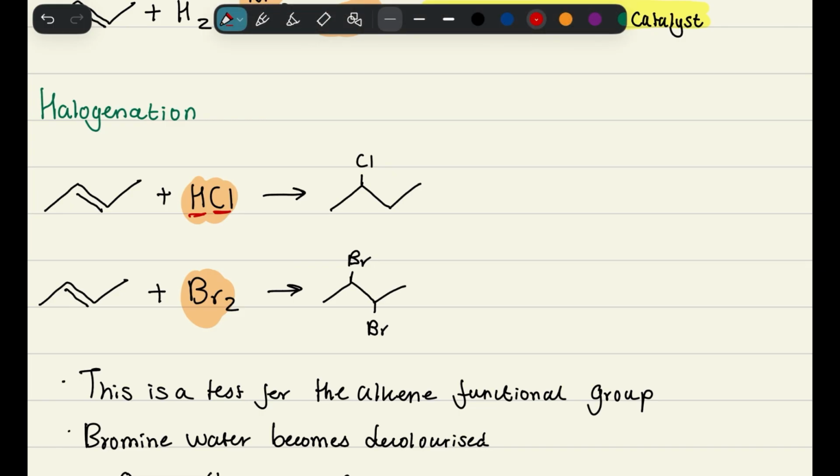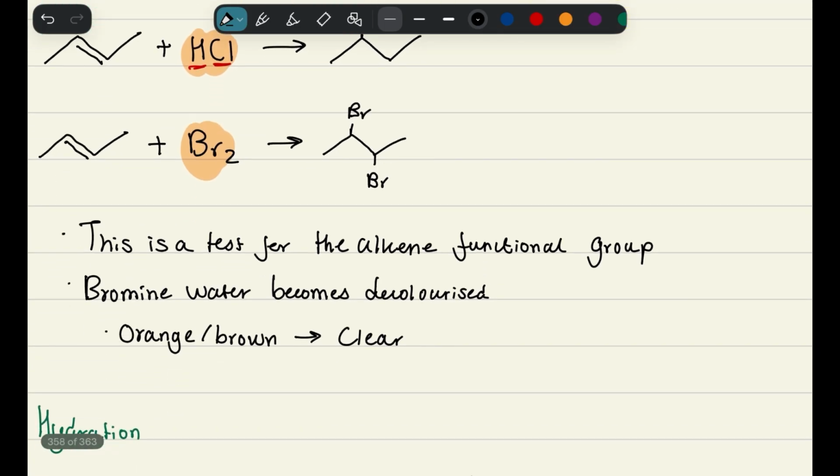Now, really important, and the reason why I picked bromine specifically is because this is actually a test for the alkene functional group, and it becomes a bit more important, I believe, in module 6. Bromine water is specifically an orange-brownish color. If you add this, the bromine water reacts with the alkene group, and then you get a clear liquid. So brown-orange to clear tells you there's an alkene group here.